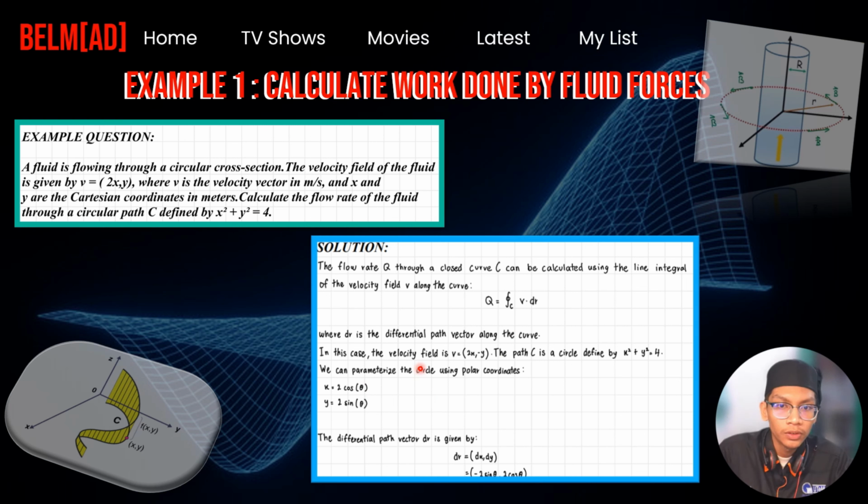In this case, the velocity field V is equal to (2x, negative y). The path C is the circle defined by x squared plus y squared equal to 4. From that we can parameterize using polar coordinates, which is x equal to 2 cos theta and y equal to 2 sin theta. Then the differential is given by dr equal to (dx, dy), where dx equal to negative 2 sin theta and dy is 2 cos theta.